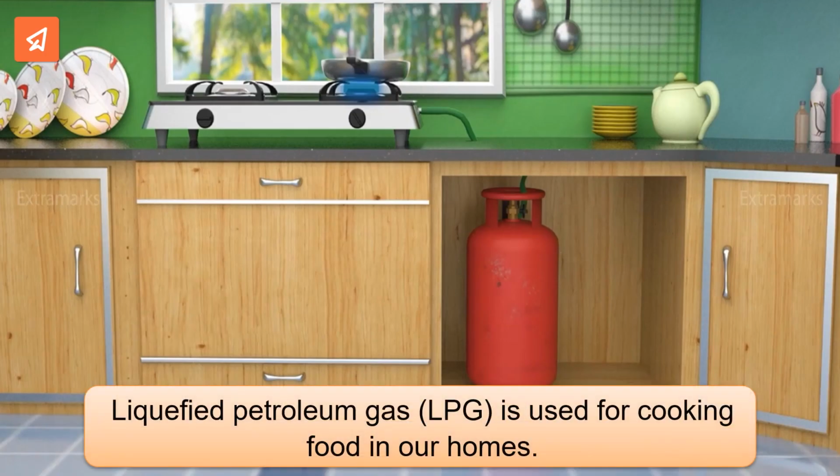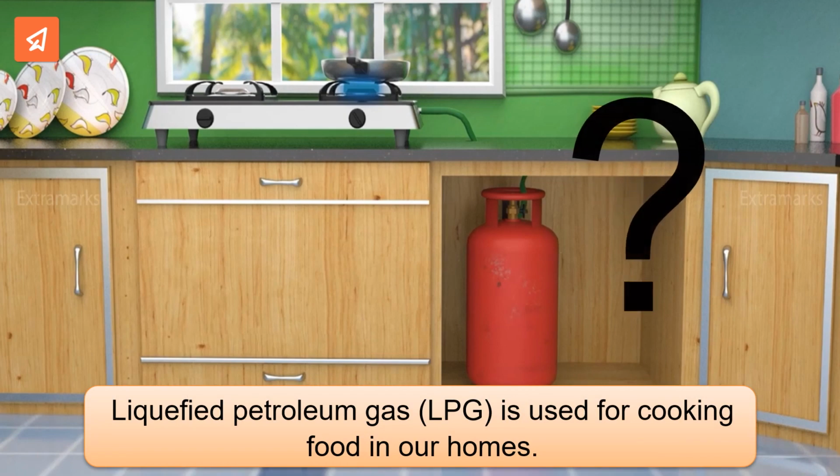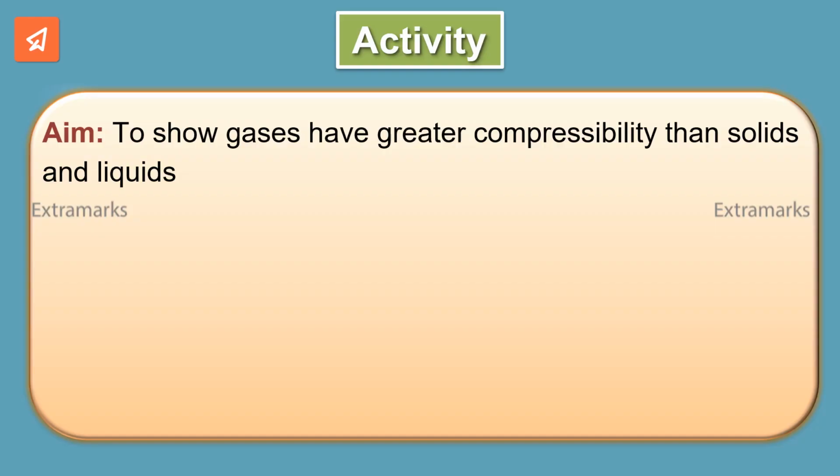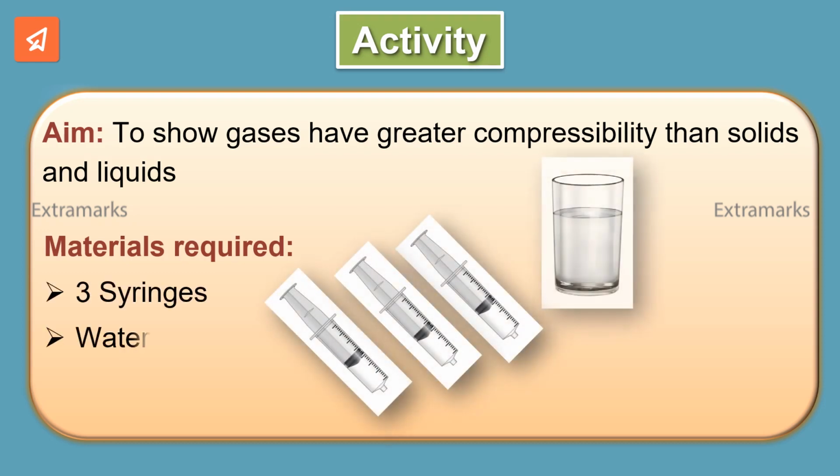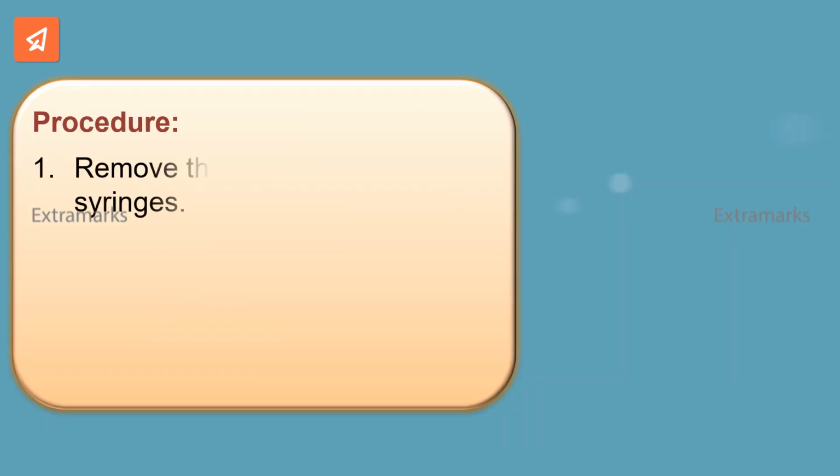We know that liquefied petroleum gas, commonly known as LPG, is used for cooking food in our homes. But what is the science behind its usage? Let us understand by an activity. To perform this activity, we require 3 syringes, water and chalk pieces. Remove the piston of all the syringes.